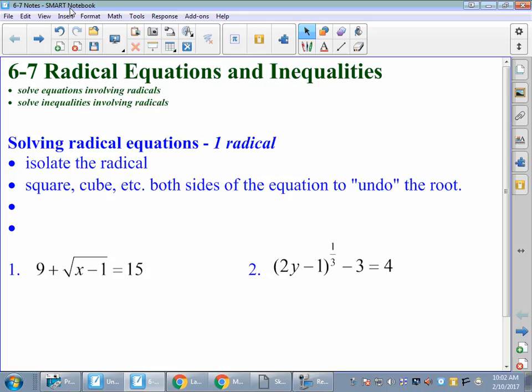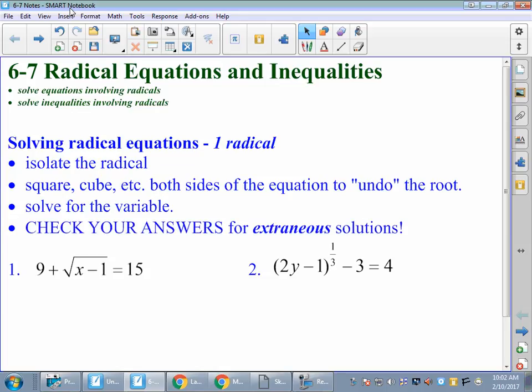If it's a square root, like in number 1, you would square both sides of the equation. If it's a cube root, like number 2, see that 1/3 that we talked about? That's just the cube root. You would cube both sides. And then solve for the variable as usual using inverse operations.